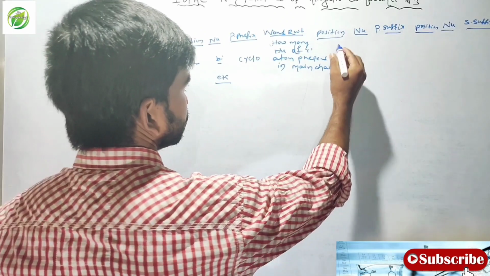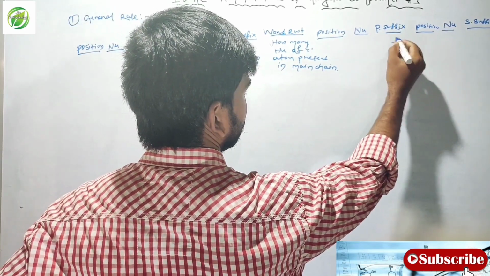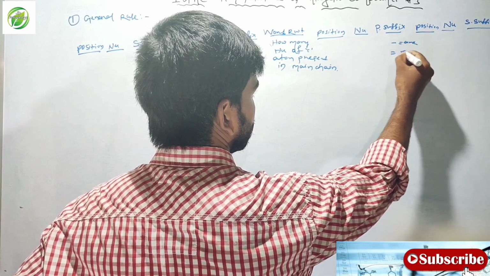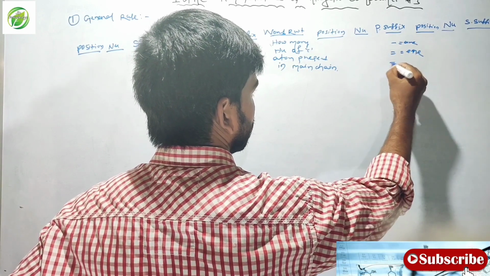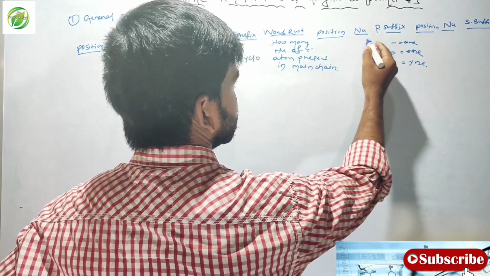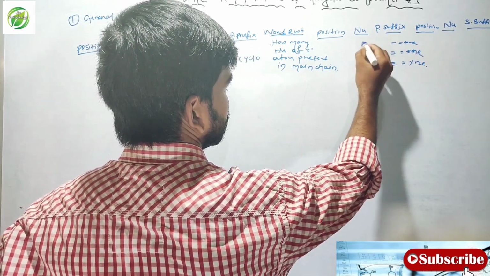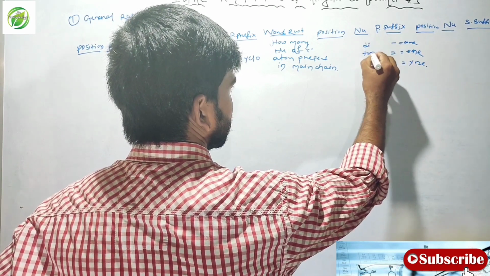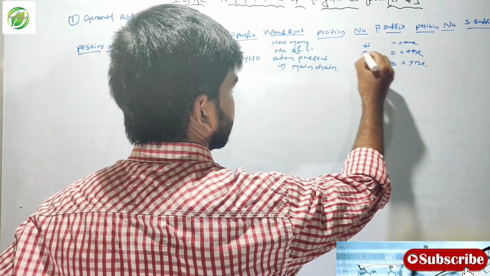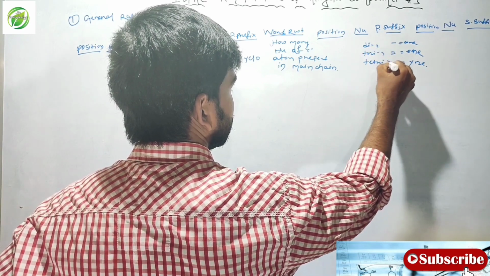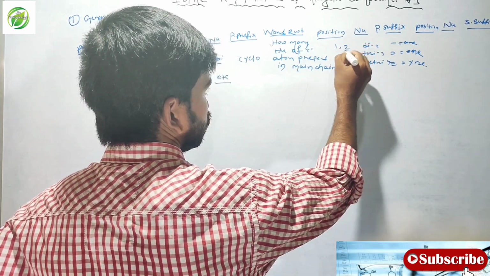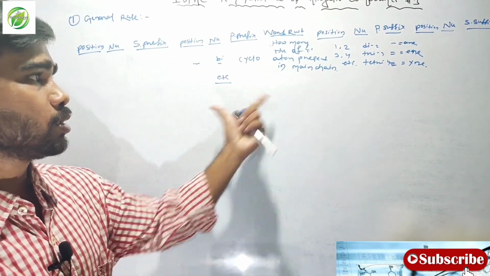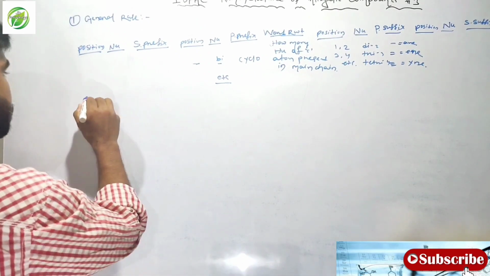Then friends, this is the primary suffix. For a single bond we use ane, for a double bond we use ene, for a triple bond we use yne. This is the number: how many? For 1 we use mono, for 2 we use di, for 3 tri, for 4 tetra. And position, that is 1, 2, 3, 4. Let's start to understand with the help of some examples.